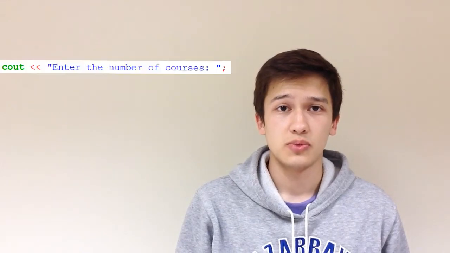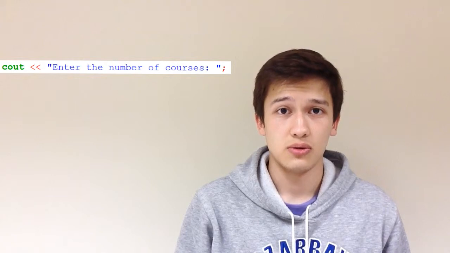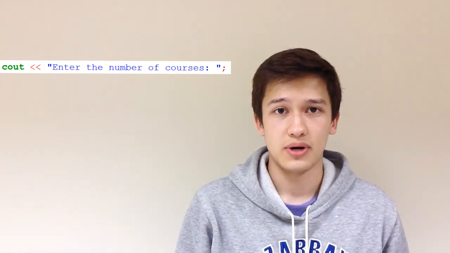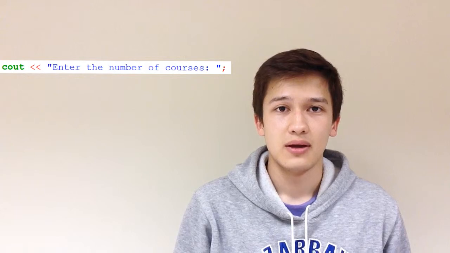After that we write cout. Cout is responsible for outputting the text, the result, to the console. You write cout, then you write two opening angle brackets and the phrase. Here it is "enter the number of courses". Right after that you write cin. It is responsible for inputting in the program. After that you write two closing angle brackets and the variable which you want to assign a number.